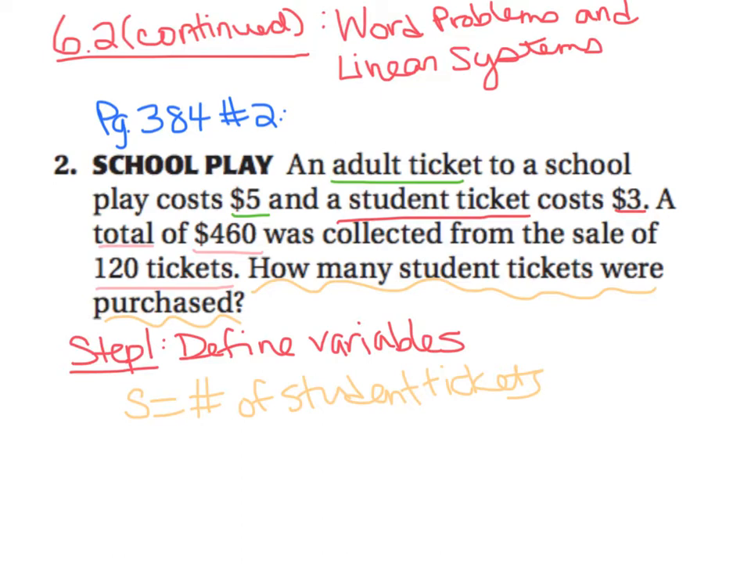The other thing that I don't know, they don't ask me to find it, but I don't know how many adult tickets there are either. However, I need to define that as a variable in order to actually solve this problem. So it's important that when you're doing this, you don't just find what they're asking you for, but you find all of your unknowns. So in this case, I'm going to call A the number of adult tickets.